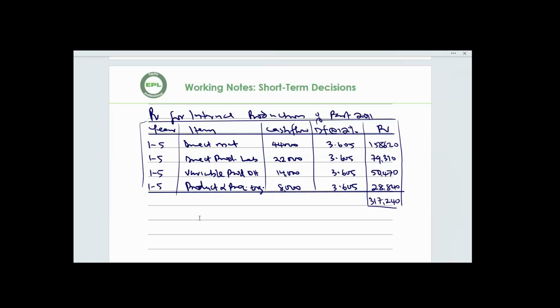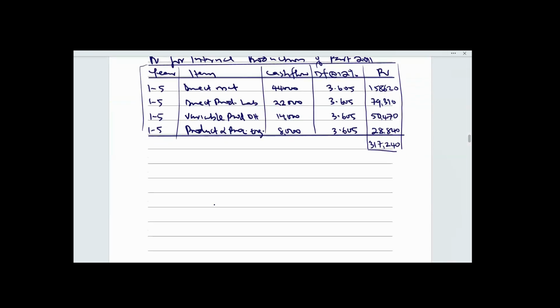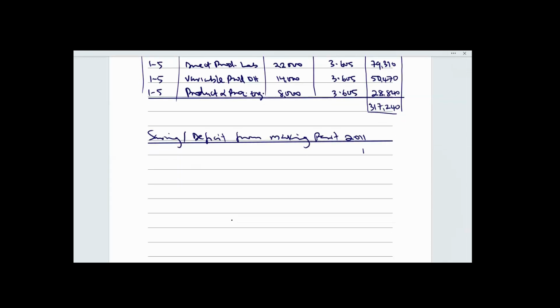So the next thing I'm going to do, I would then say savings or deficits from making parts 2011. So this is the point where we are going to compare supplier's quotation versus relevant cost of making. I would then say PV for outsourcing.